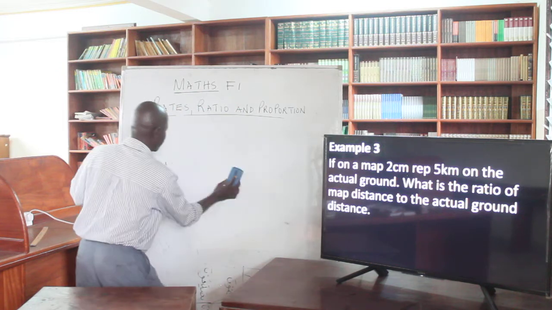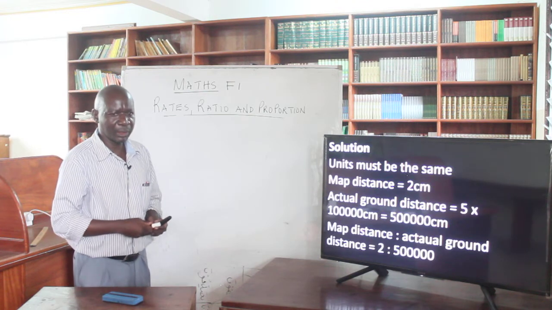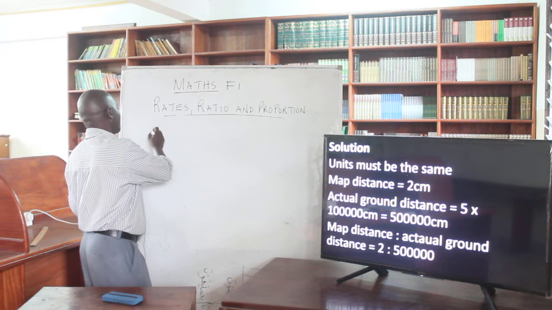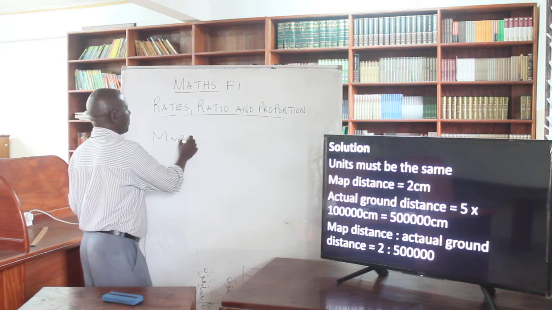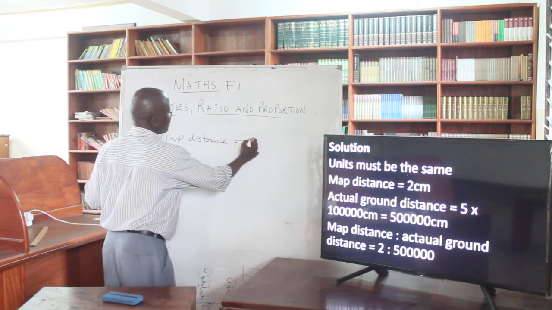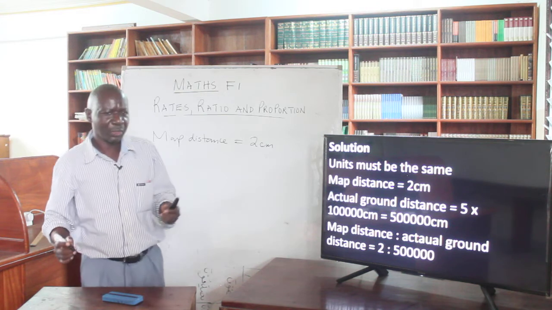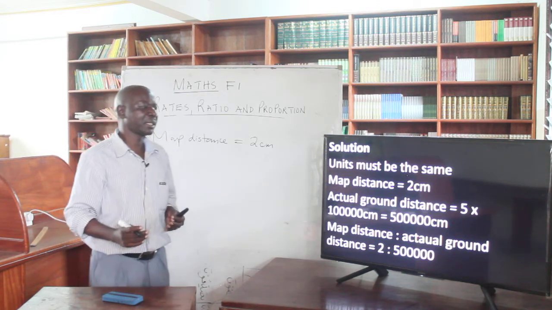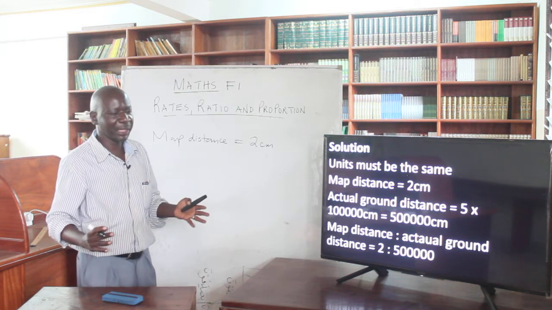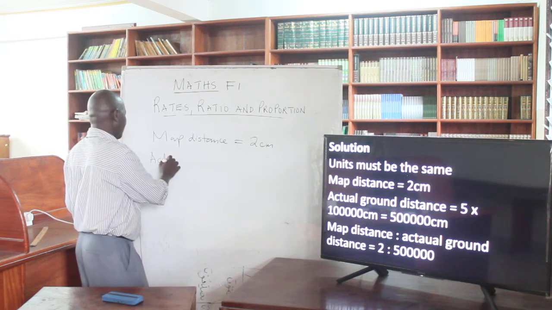So in this case, the map distance is already in centimeters. The map distance is 2 centimeters. But the actual ground distance is in kilometers, so we need to change that one to centimeters.